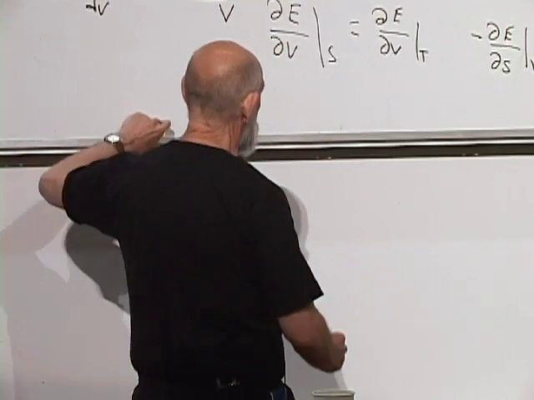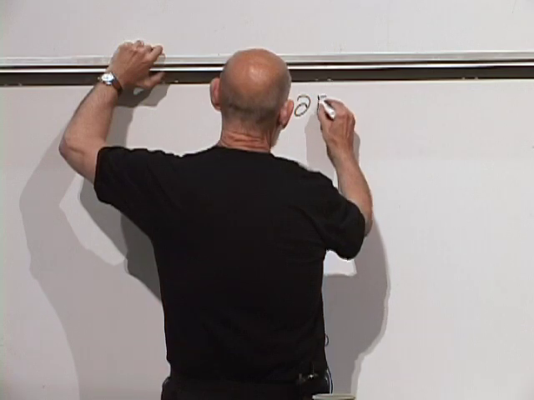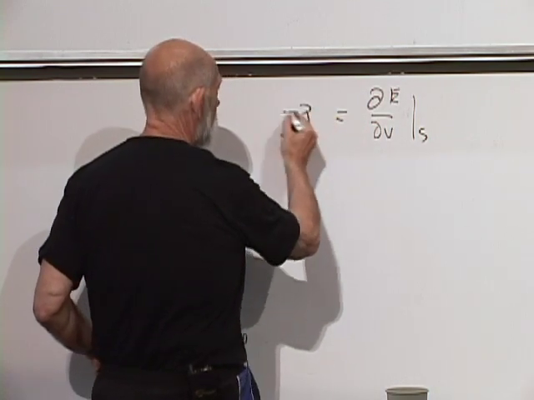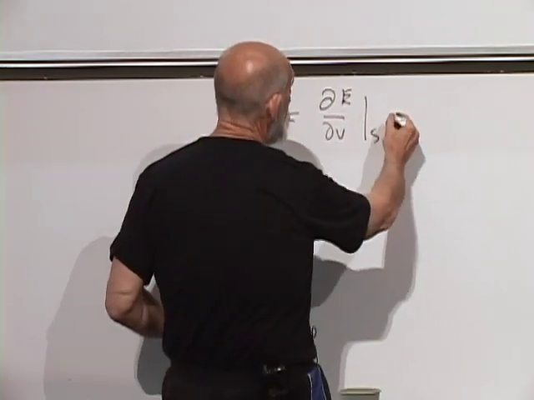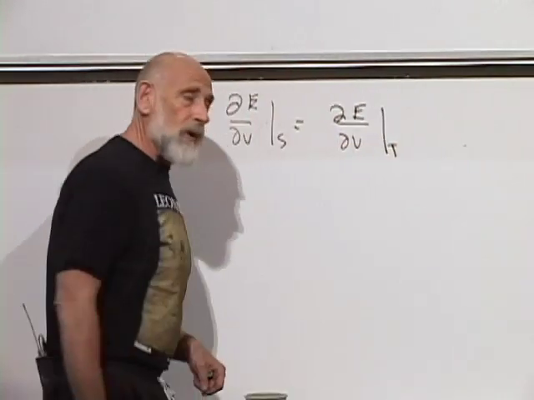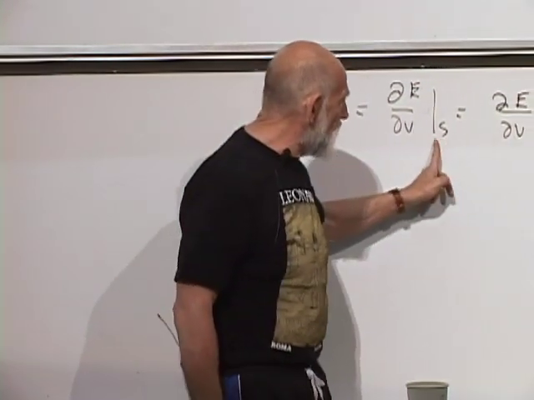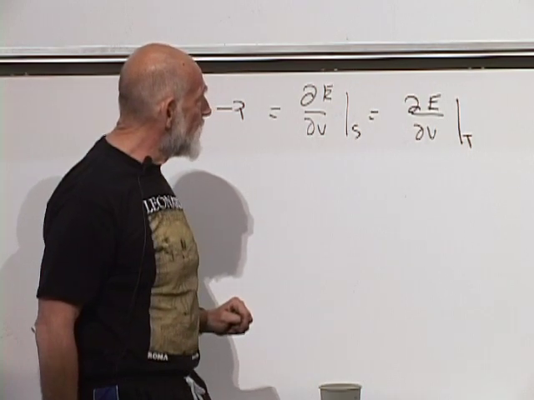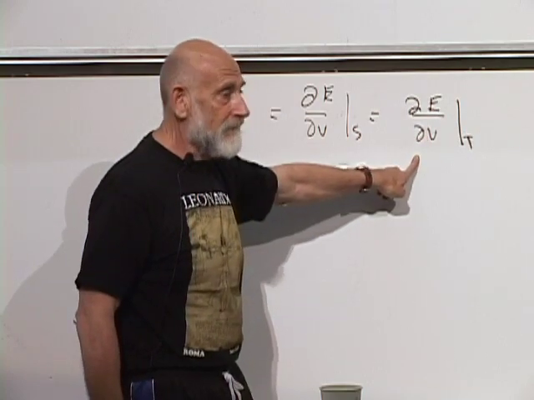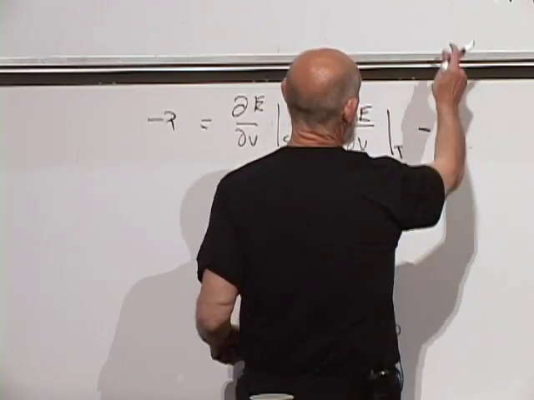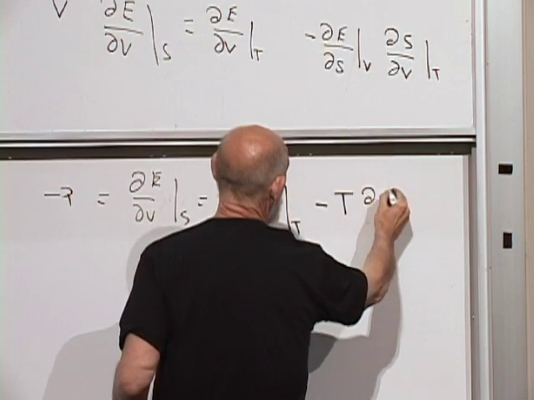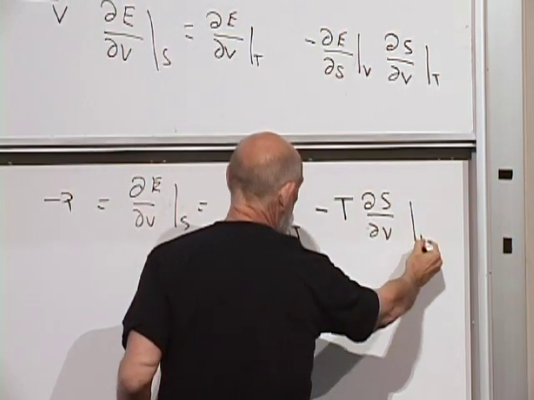So now we use some physics. Now we're going beyond calculus, and we can write that dE by dV at fixed S, which is minus the pressure, that's the thing we're trying to calculate, is equal to dE by dV at fixed temperature. Well, it's a lot easier to calculate things at fixed temperature than at fixed entropy, so that's a good sign. I just rewrote this over here. And then minus, but this is just the temperature, dE by dS at fixed volume. Temperature times dS by dV at fixed temperature.